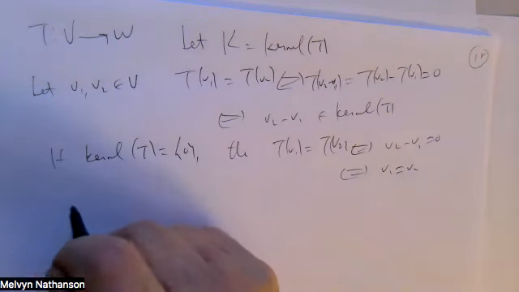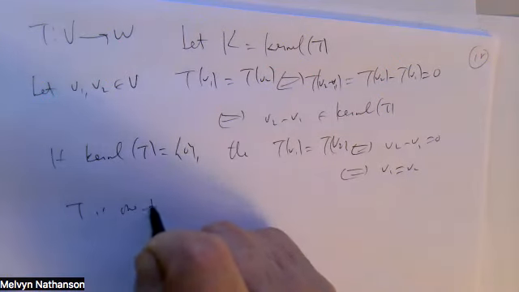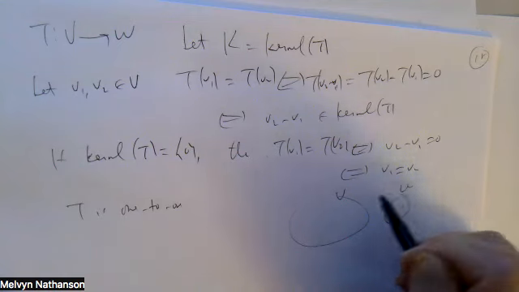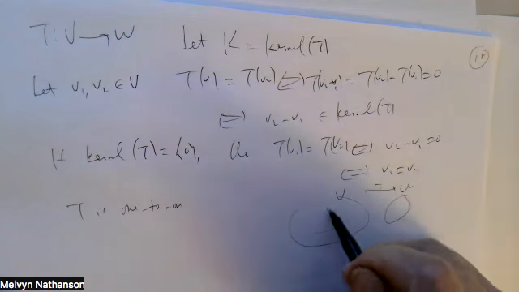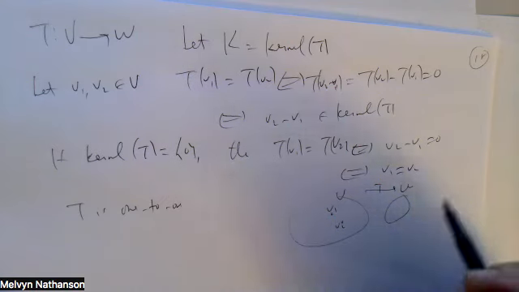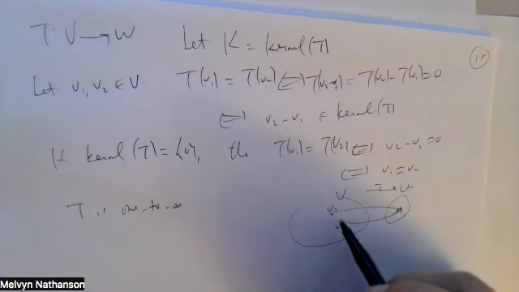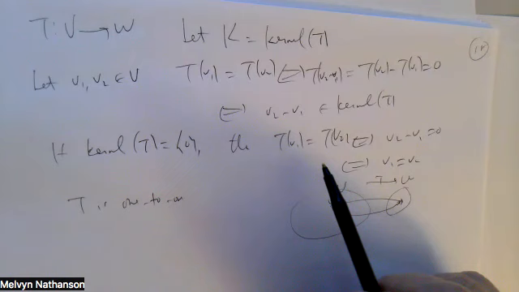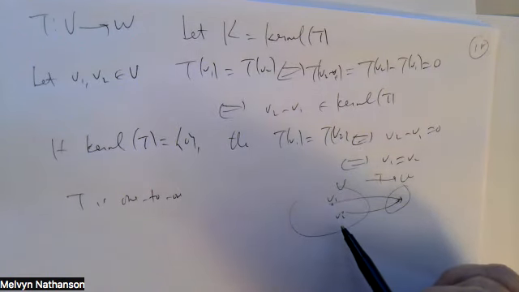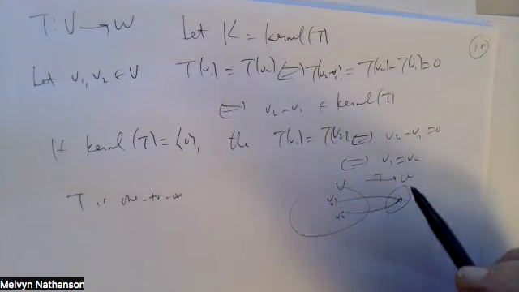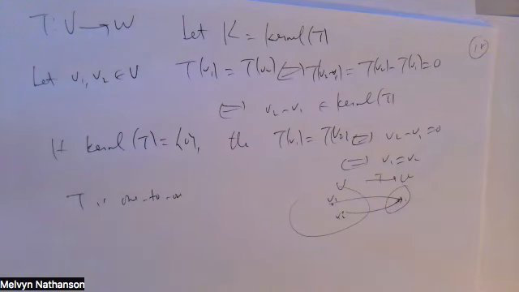So such a function is called one-to-one. T is one-to-one in this case. What this means is, here is V, here is W. T is mapping from V to W. v1 and v2 are two vectors in V. If they get mapped to exactly the same point, then in fact they have to be the same vector. So if the kernel of T is 0, then any two different vectors must be mapped to two different vectors in W. That's not the case if the kernel of T is non-zero, because in that case there's some vector in the kernel of T different from 0, and it as well as 0 gets mapped to 0.